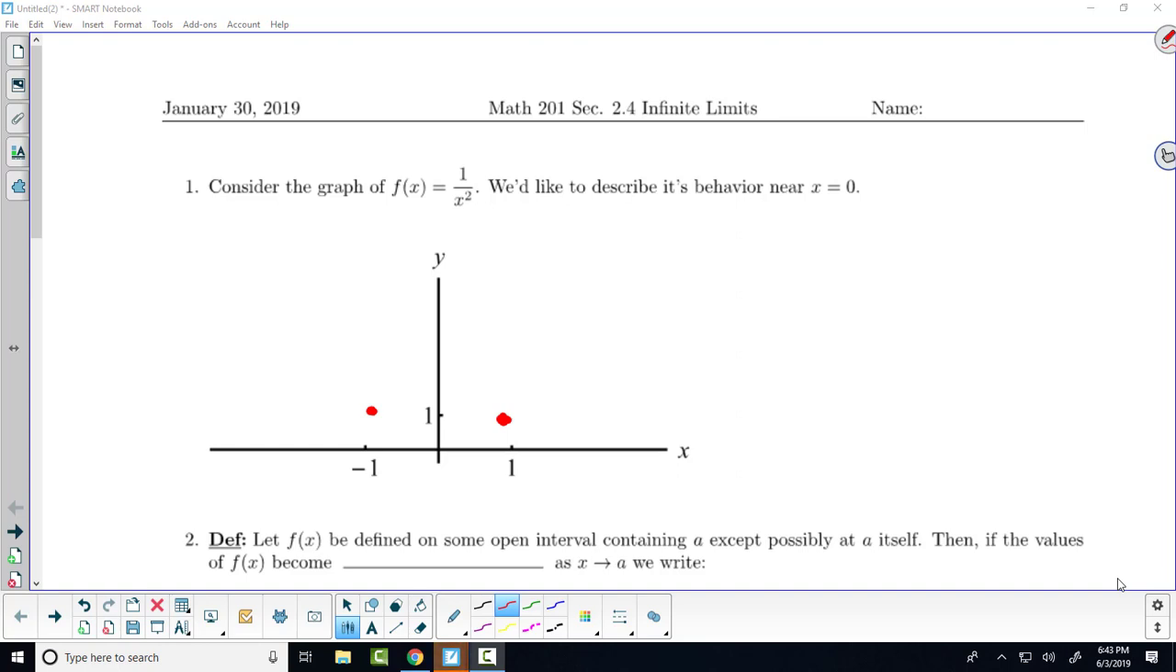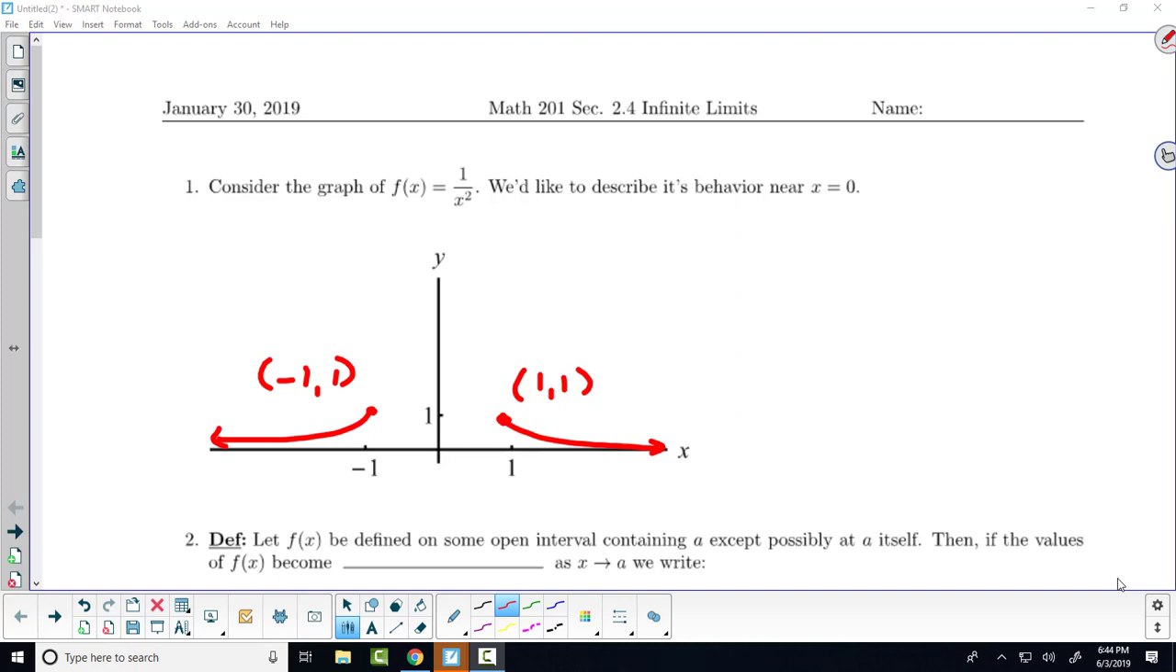If I plug in a 1 into this function, it spits out a 1, right? So it goes through the ordered pair (1, 1). And if I plug in a negative 1, it also spits out a 1, correct? Now, as I plug in large numbers for x, like 10 or 100, 1 divided by 10 squared, or 1 divided by 100 squared, these numbers tend towards 0. So away from 1, these numbers tend asymptotically towards 0. And away from negative 1, they tend asymptotically towards 0.